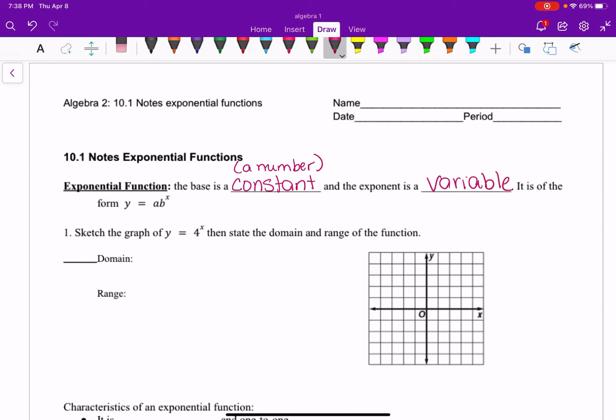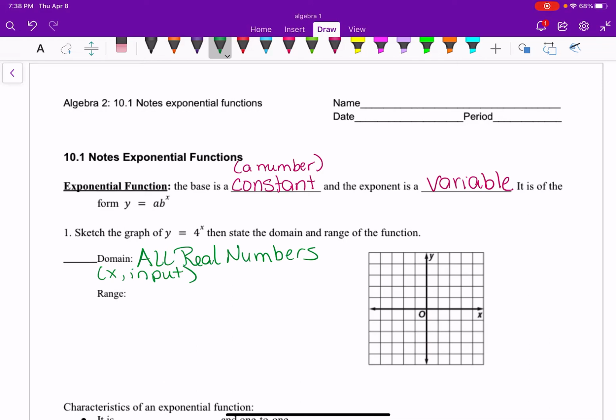All right, so it says sketch the graph of y equals 4 to the x power, then state the domain and range. The domain, when we're talking about exponentials, is always going to be all real numbers. There's no limit to what you can put into it. Remember, the domain is your input, your x values. So there's no limit on what you can put into an exponential function. What is usually limited is what comes out. And so you kind of have to look at the graph to figure that out.